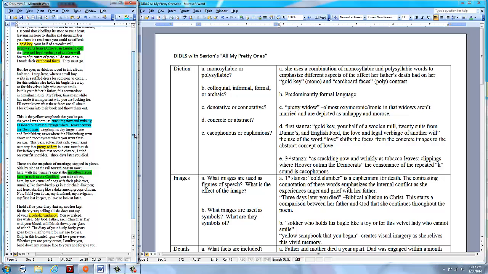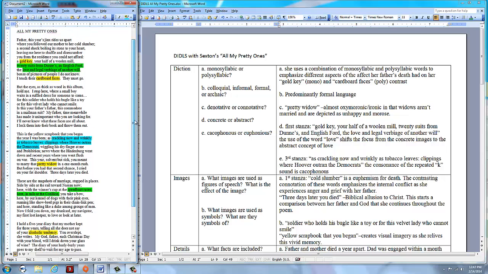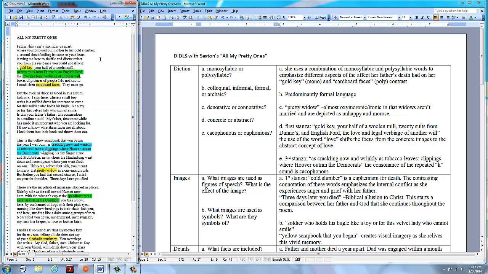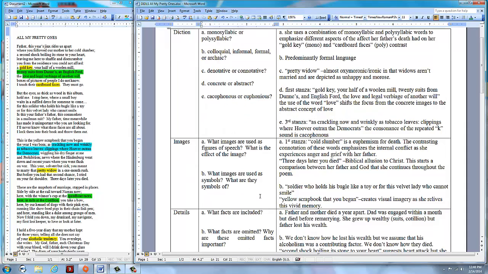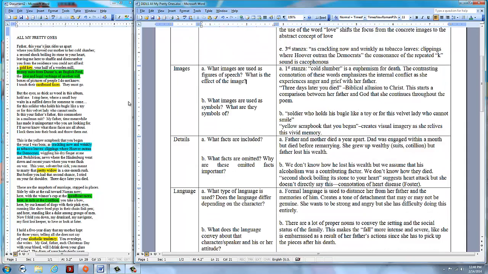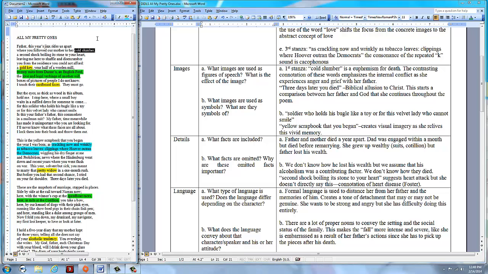Moving on to the next section of DIDLS, we're going to be looking at the images. And remember, first you're going to look at images used as figures of speech and the effect of the image. Immediately in the first stanza, the use of the term cold slumber. One, we've already identified it's a euphemism for death, but the contrasting connotation of these words definitely emphasizes the internal conflict that our speaker, and we can pretty much declare that it's Sexton at that point, has as she's dealing with the anger and grief of her father's death.